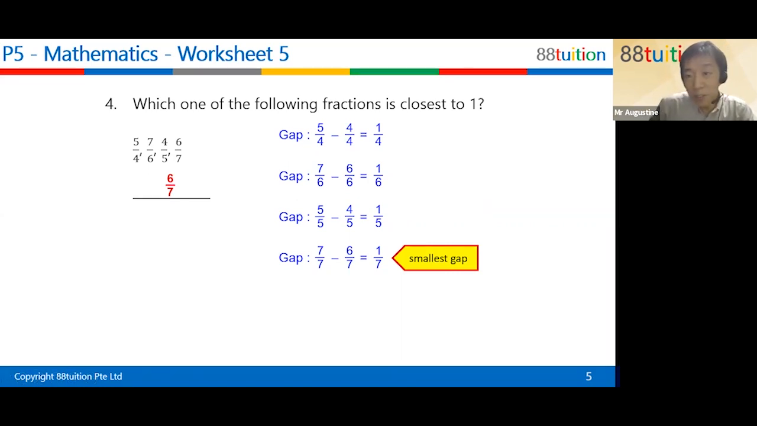So actually we do not need to do all the calculations if you can see it. But if you can't see or you're not so sure, it's okay. You can just work out the gaps from all the 4 fractions. Yes, the numerators are the same. The numerators that you're referring to are of the gaps. Okay, very good, Liana.